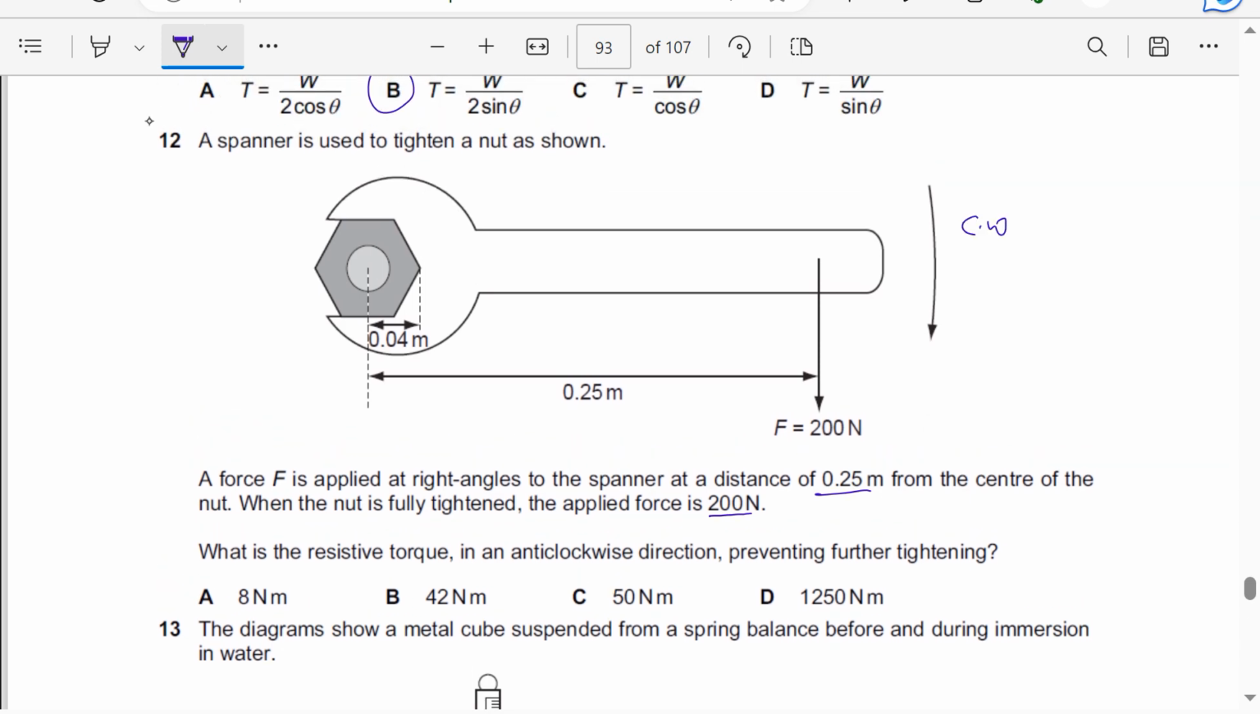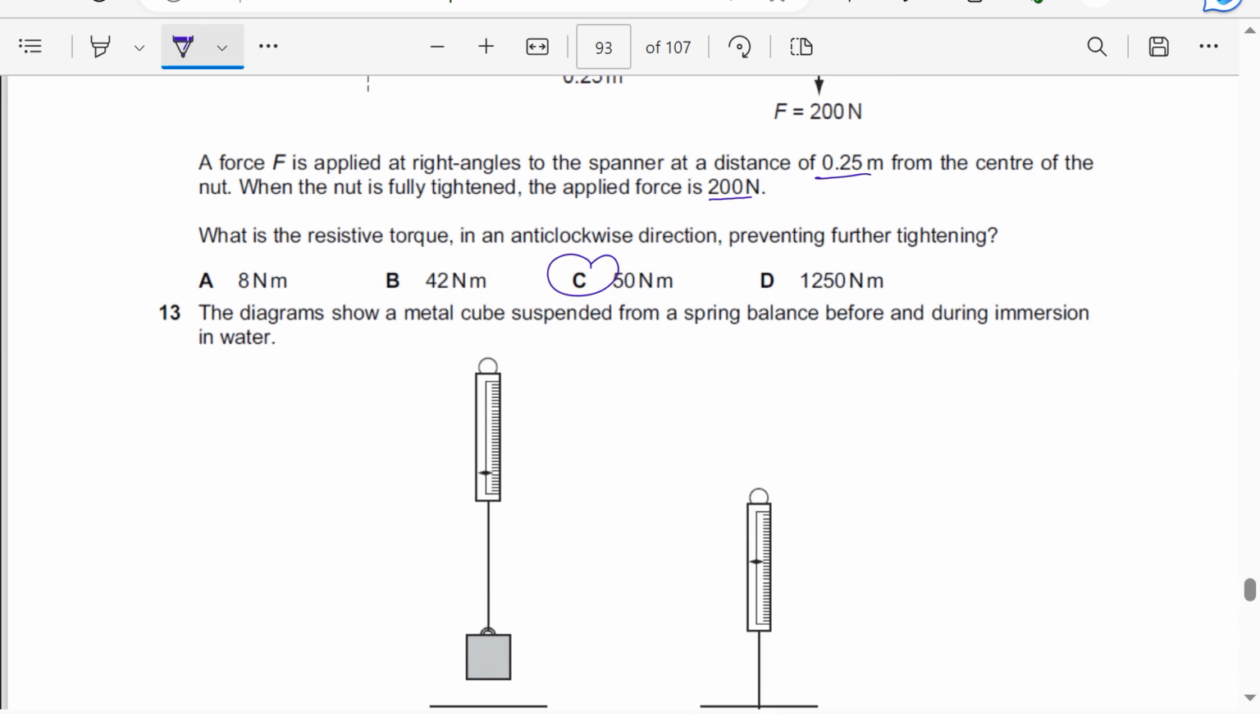So clockwise torque is going to be equal to the force, which is 200 newtons, times the perpendicular distance, which is 0.25. When it is fully tightened, I think this is 50 newton meters. So it means the anti-clockwise torque should be equal to the clockwise, so that for it not to be tightened any further, the anti-clockwise moment is going to be equal to the clockwise moment. So the answer is going to be automatically 50. So the answer is C.